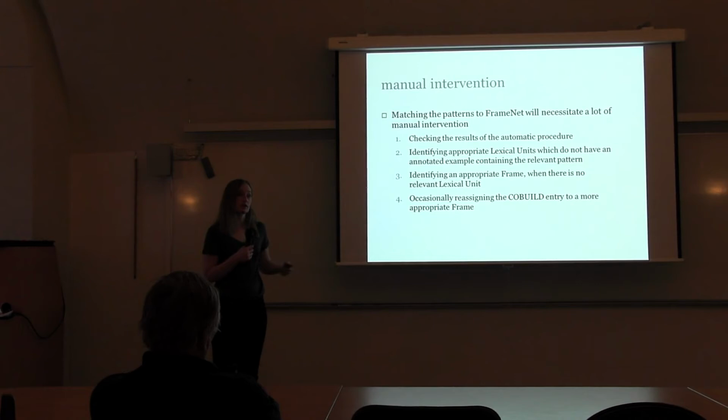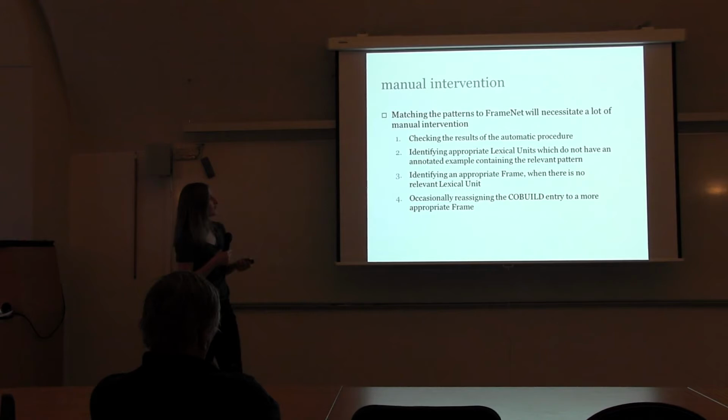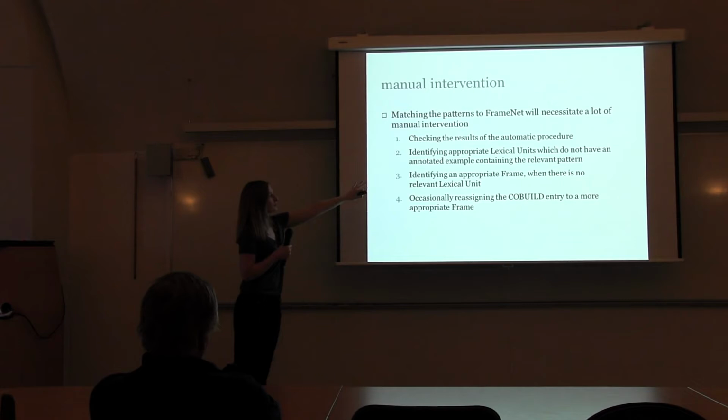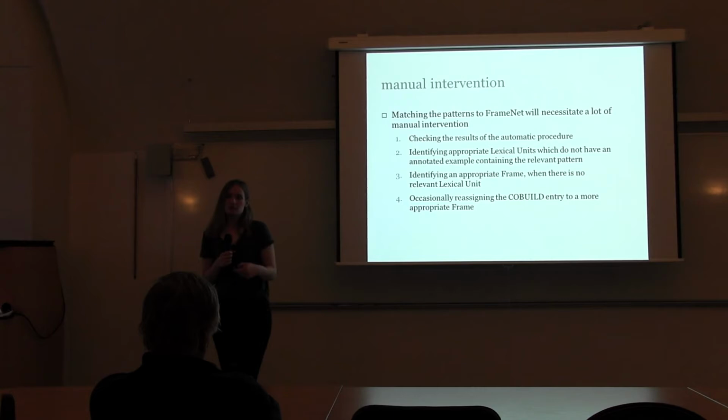So it involved checking the results of the automatic procedure, identifying sometimes lexical units which were there in FrameNet, but didn't have any examples or didn't have the ones containing the relevant pattern. Sometimes there wasn't a corresponding lexical unit in FrameNet. Again, the coverage is greater in the Collins COBUILD grammar patterns. There are about 1,000 more verbs covered. So sometimes it involved just identifying an appropriate frame, basically making a lexical unit. And sometimes we disagreed with the match, not very often, but we reassigned it to another frame in that case.